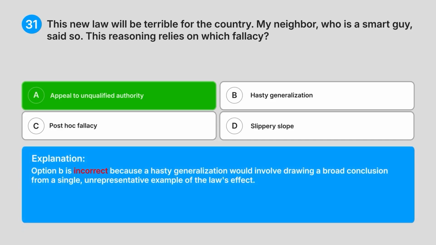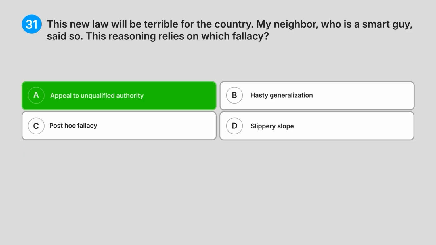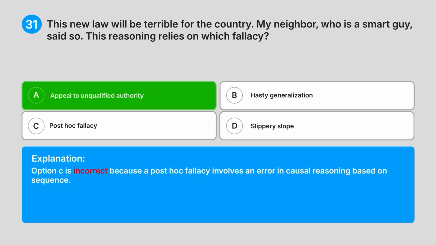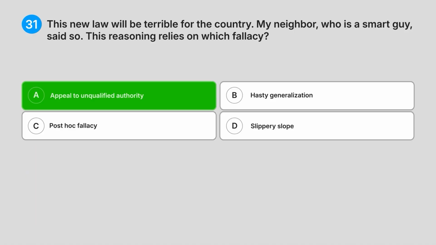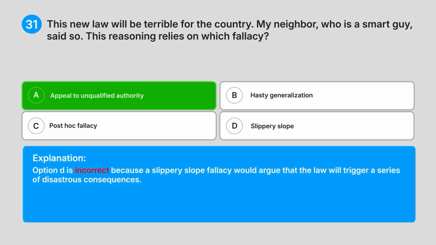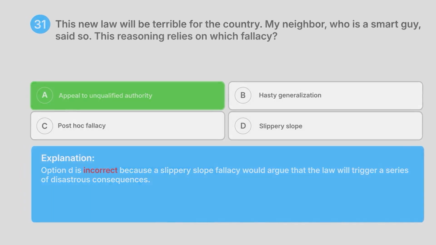Option B is incorrect because a hasty generalization would involve drawing a broad conclusion from a single, unrepresentative example of the law's effect. Option C is incorrect because a post hoc fallacy involves an error in causal reasoning based on sequence. Option D is incorrect because a slippery slope fallacy would argue that the law will trigger a series of disastrous consequences.